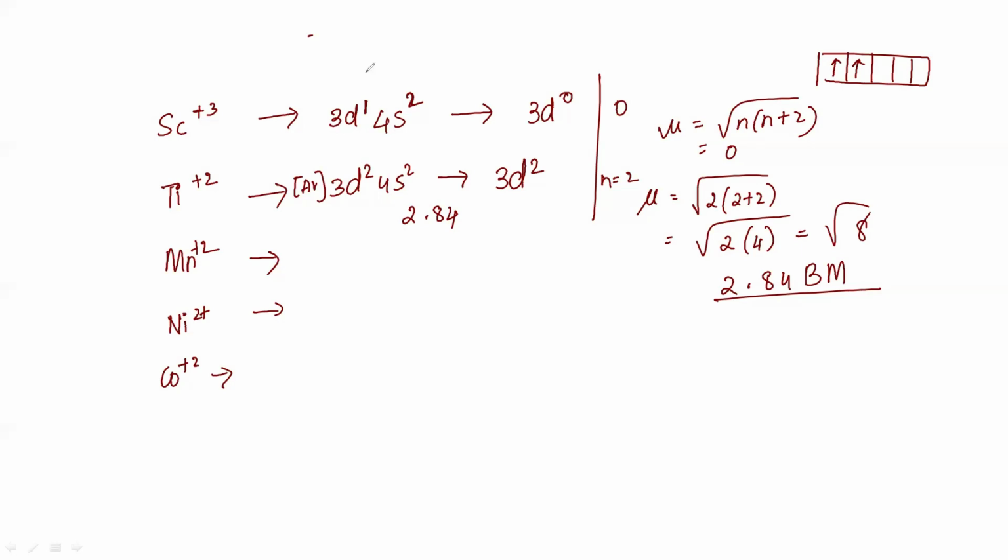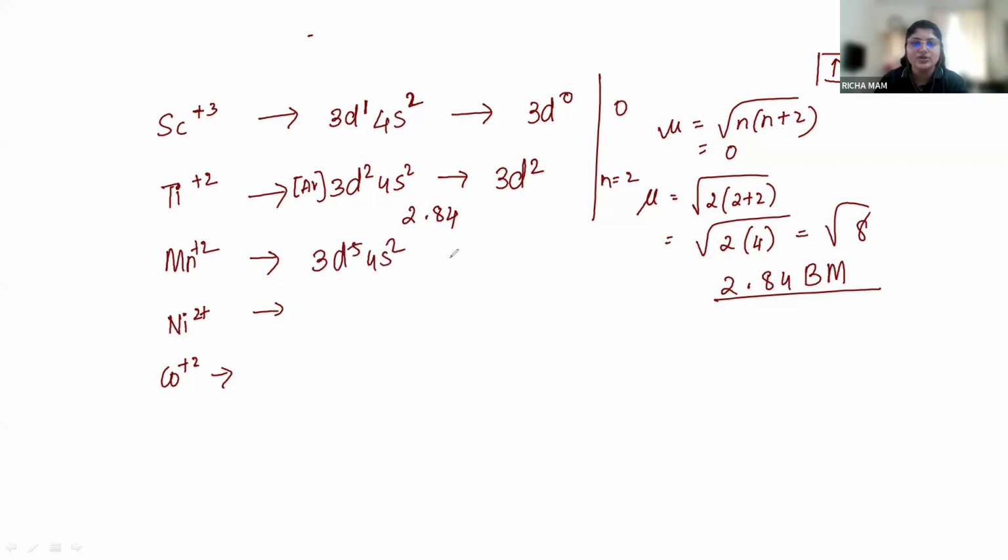Okay, I've got one answer, 5.71. Let me tell you, Mn is 3d5 4s2. Now Mn plus 2 means these two electrons are lost, so it is a 3d5 system. When you are filling up the electrons, they will be filled singly. So how many unpaired electrons are there?